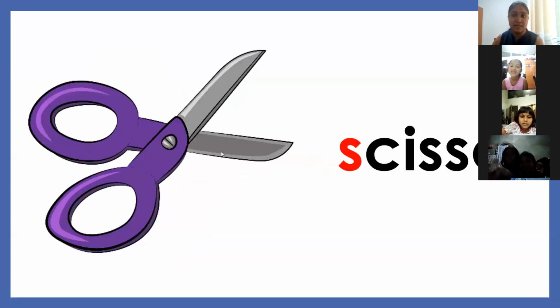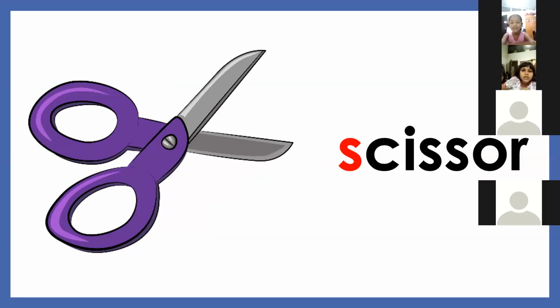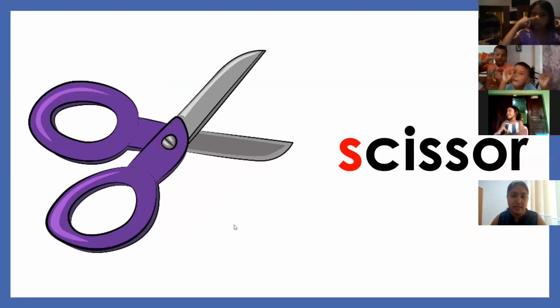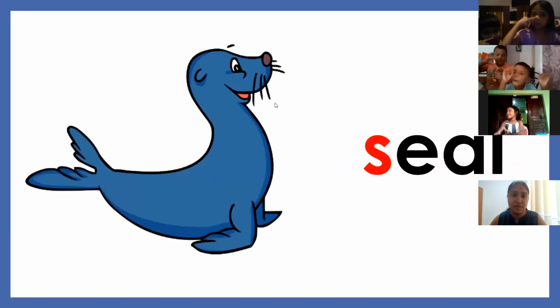Let's go to the next one. What is this one, Putala? Do you know what this is? It's a scissor. Okay, what is this, children? Scissor. Always remember this word is scissor. Why do we use the scissor, Putala? We use the scissor to cut. We cut paper with it. Very good.